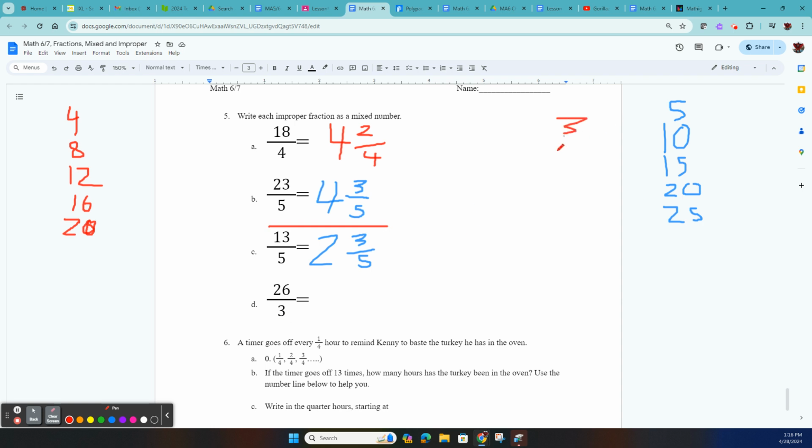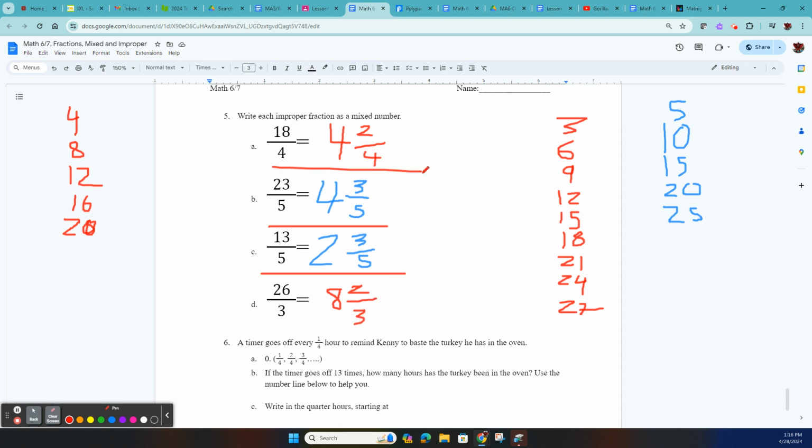And last but not least, 26/3. Better count by 3, skip count. And of course, we call these multiples. We remember that. We're listing the multiples of 3. 18, 21, 24, and 27. Okay. So how many times does 3 fit into 26? 1, 2, 3, 4, 5, 6, 7, 8 whole times. What's the difference? 26 take away 24. Well, that is 2/3 left over.